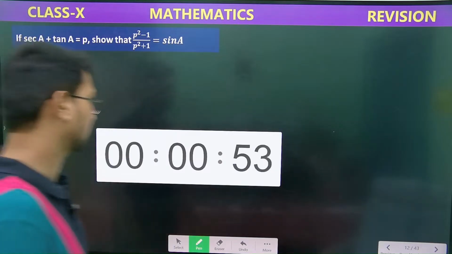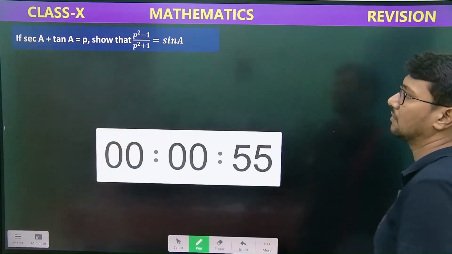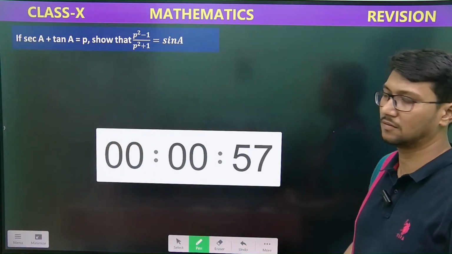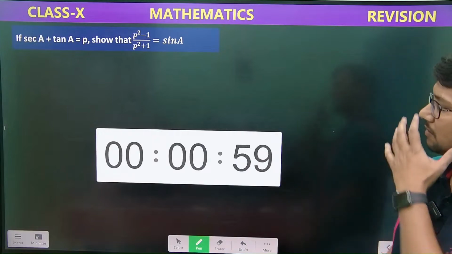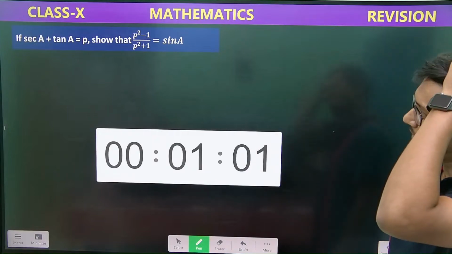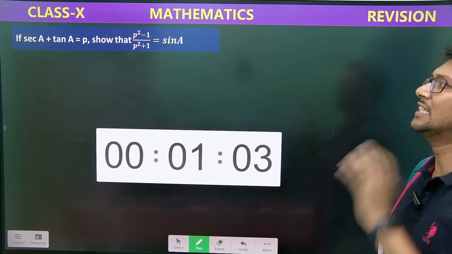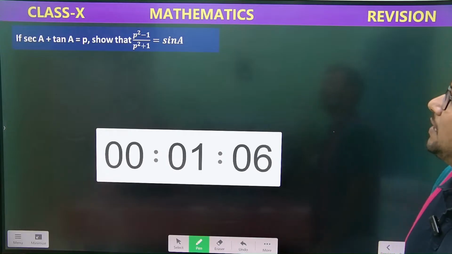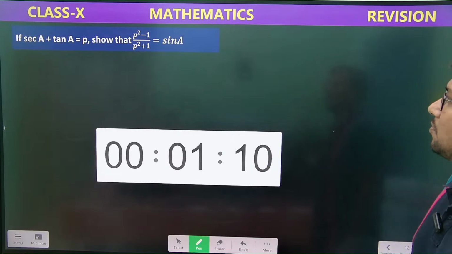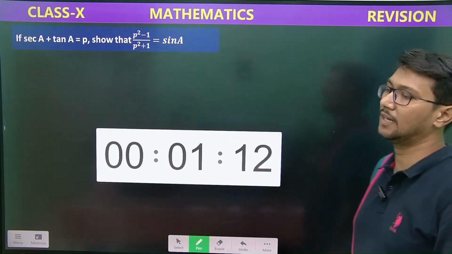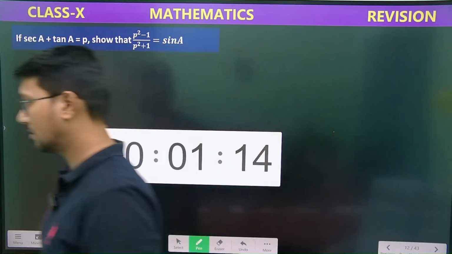ठीक है. Five minutes बच्चों time, ठीक है. If sec A plus tan A equals to P, so that P square minus 1 divided by P square plus 1 equals to sin A. ठीक.